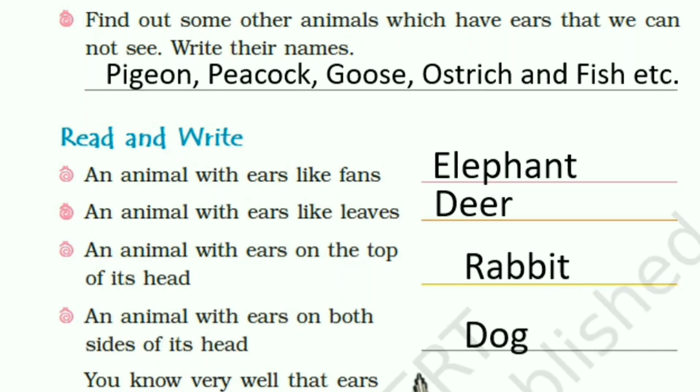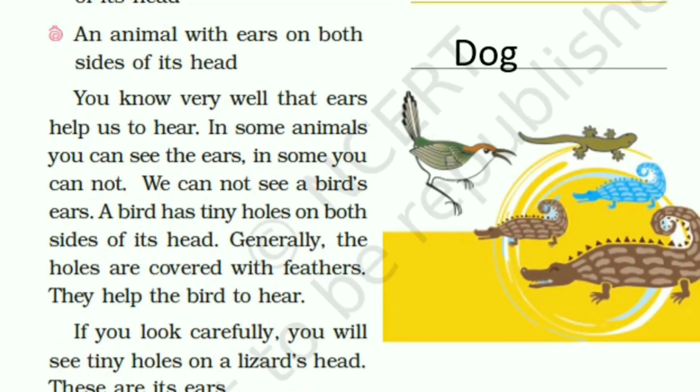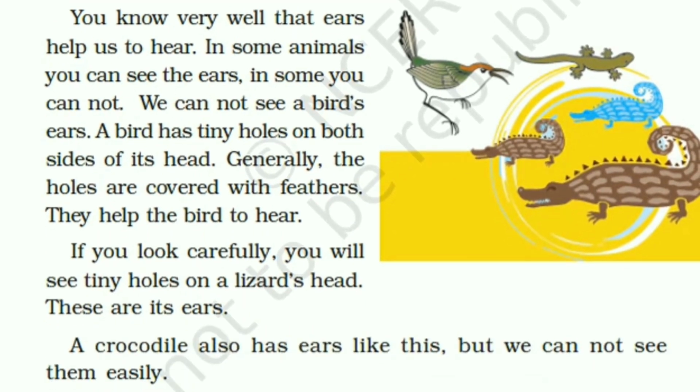You know very well that ears help us to hear. In some animals you can see the ears, in some you can't. So you cannot see a bird's ears. A bird has tiny holes on both of its sides. Generally the holes are covered with feathers. They help the bird to hear.